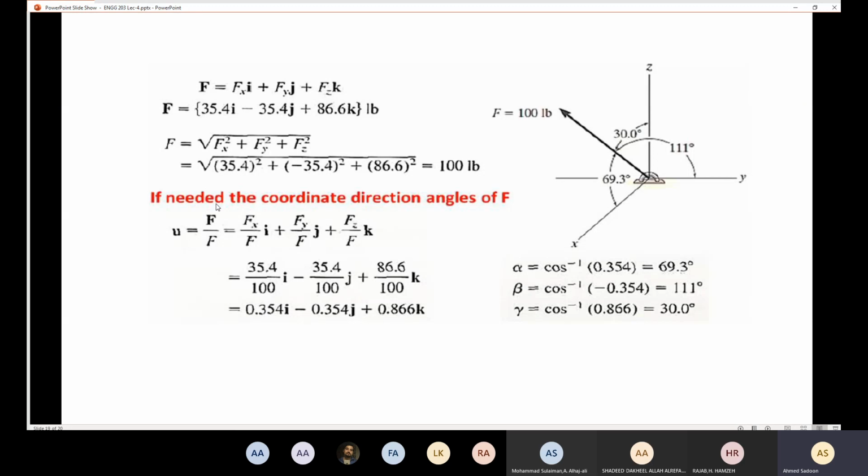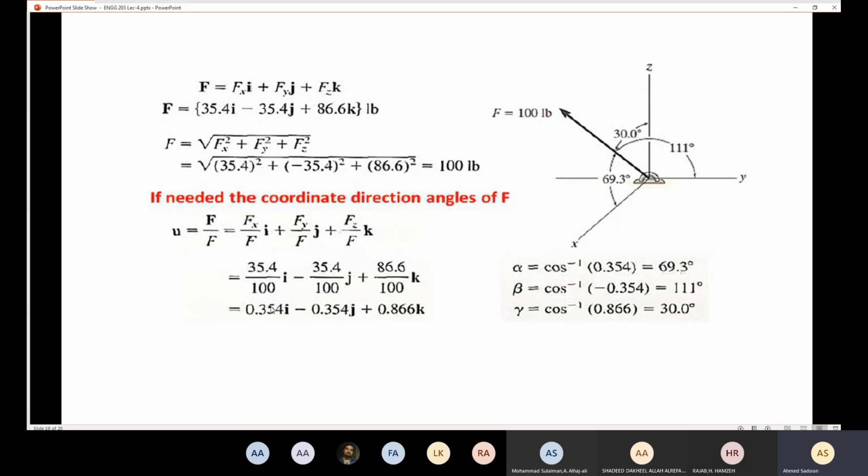The unit vector is going to equal the F vector over its magnitude. What I will do is divide the components by the magnitude. So I'm going to divide this part by 100, and this part by 100, and this part by 100. And this represents the unit vector. Again, if I want to make sure that my work is correct, if I calculate the magnitude of the unit vector, the answer should be only 1. So if you calculate the magnitude of this part, you are going to find it equal to 1.